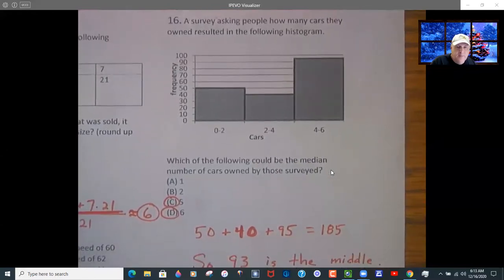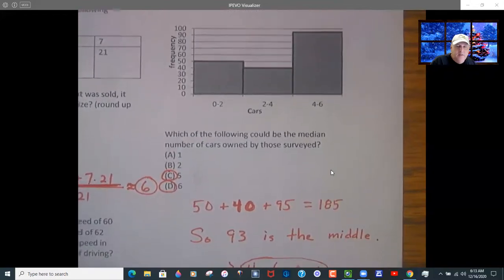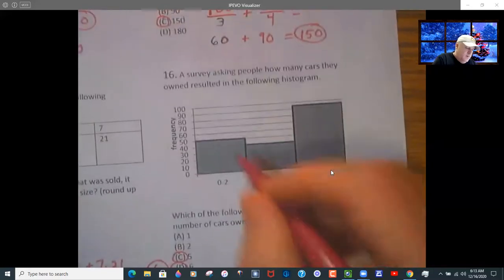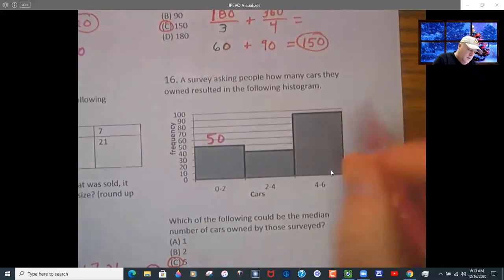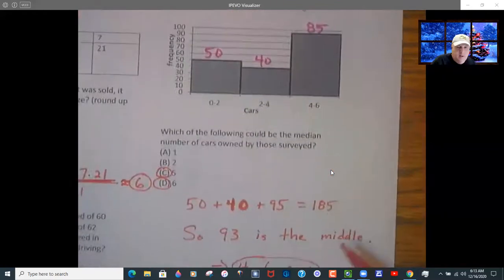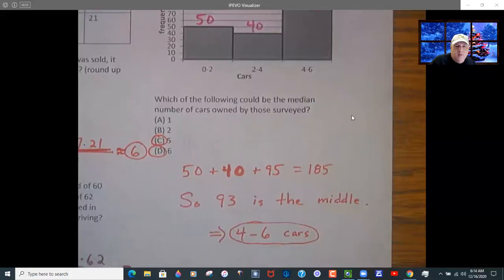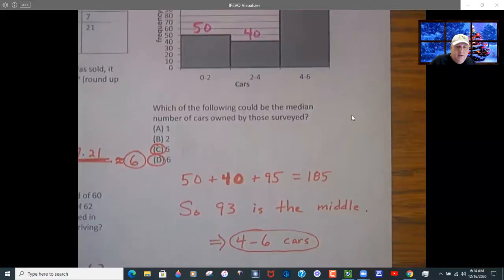Problem 16. Which of the following could be the median number of cars owned by those surveyed? So 50, this is at 50 here, this is at 40, and this is at 85. So you need to figure the middle. So 185 is the total. So what is the middle in that particular score?